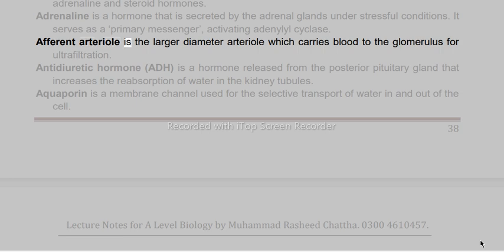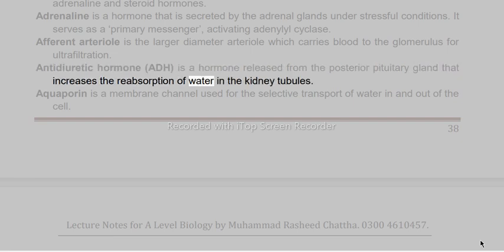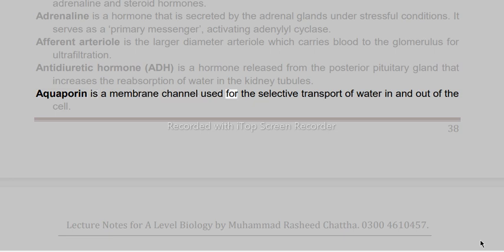Afferent arteriole is the larger diameter arteriole which carries blood to the glomerulus for ultrafiltration. Antidiuretic hormone, ADH, is a hormone released from the posterior pituitary gland that increases the reabsorption of water in the kidney tubules. Aquaporin is a membrane channel used for the selective transport of water in and out of the cell.